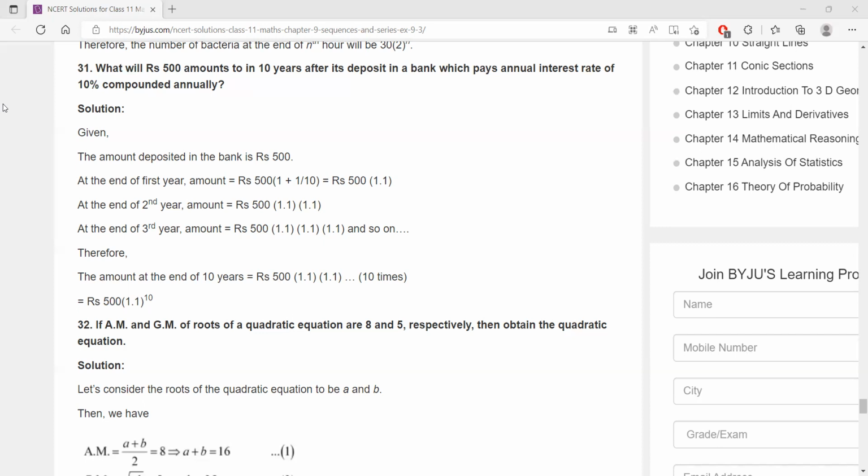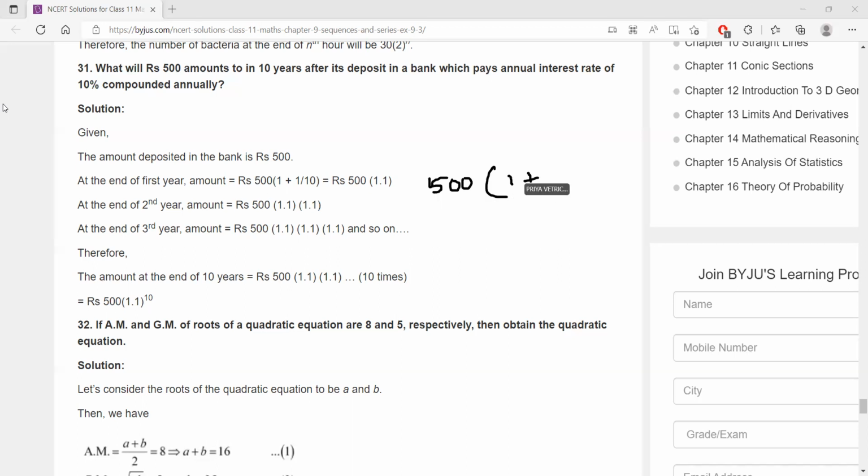So first, you have to note down the amount deposited in the bank in the initial year, which is rupees 500. So you are going to compound this, which means you are going to calculate from first year to 10th year. So at the end of the first year, you have to multiply this 500 by 1 plus its interest in terms of fraction. We will be writing like this: 500 times 1 plus interest.